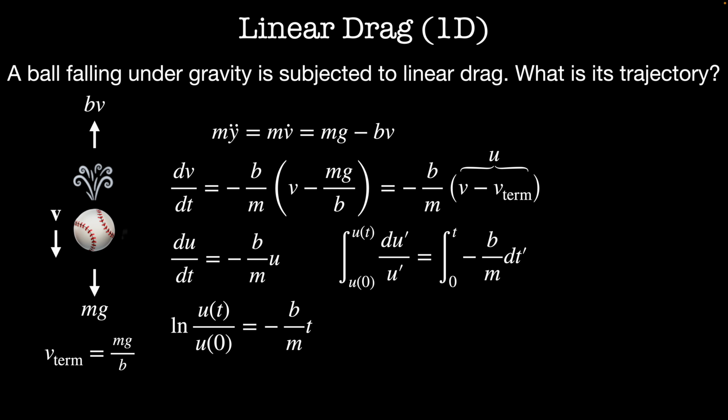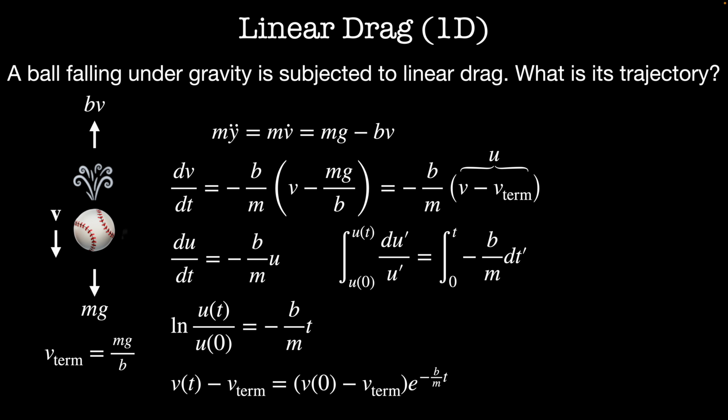Integrating this gives the natural log of u of t divided by u of 0 equals minus b over m times t. I can take the exponential of this and plug back in for the velocities, and I get v of t minus v terminal is equal to v at time 0 minus v terminal times e to the minus b over m times t. To find the trajectory as a function of time, I can integrate this once more.